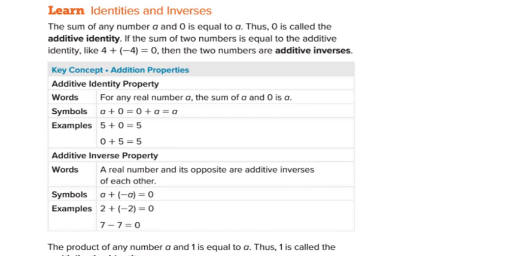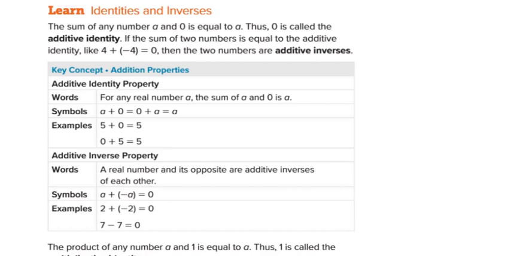So for this one, it's talking about identities and inverses. So the sum of any number, a and 0, is equal to a. Thus 0 is called the additive identity. If the sum of two numbers is equal to the additive identity, like 4 plus negative 4 equals 0, then the two numbers are additive inverses. So if you're adding 0, it's the additive identity. If you add and get 0, it's the additive inverse. So that's kind of what they're representing here in this table.